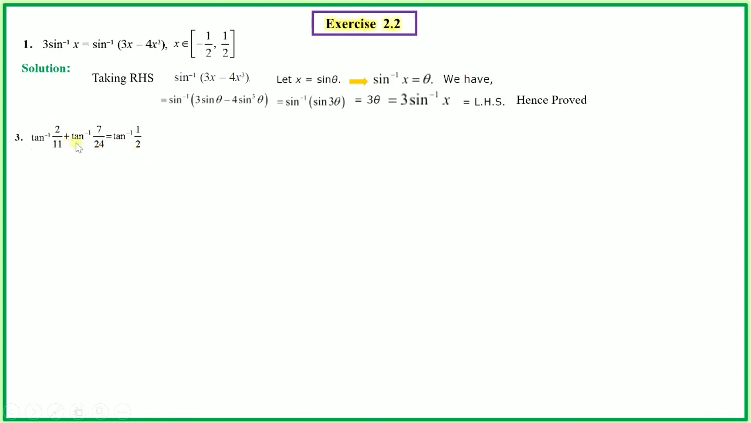So just now, in the previous page, we studied the last two formulas: tan inverse x plus tan inverse y. That formula we will use, simply, and you will get the right hand side. So let us proceed for the solution, taking the left hand side. Left hand side is tan inverse 2 upon 11 plus tan inverse 7 upon 24.